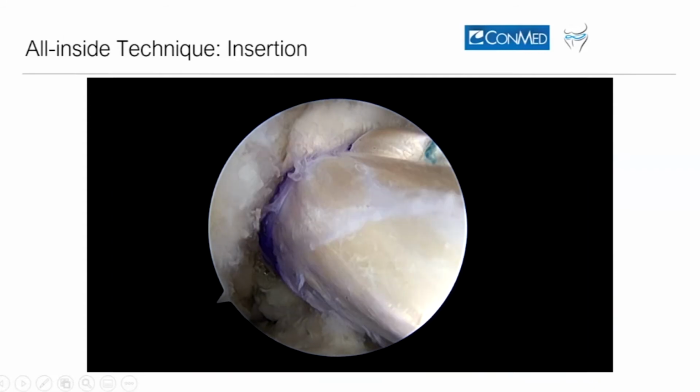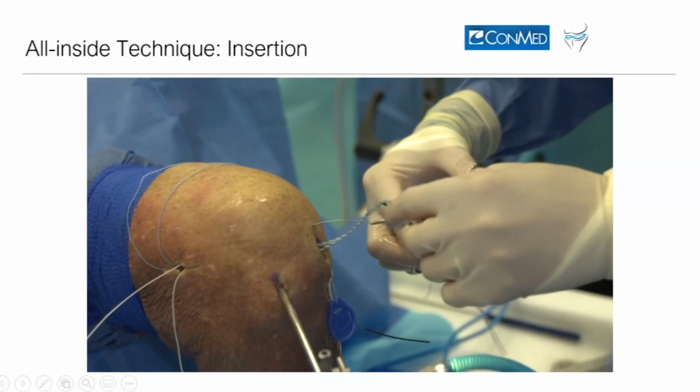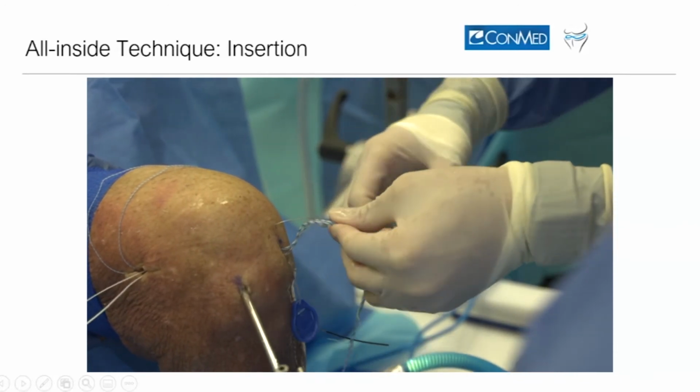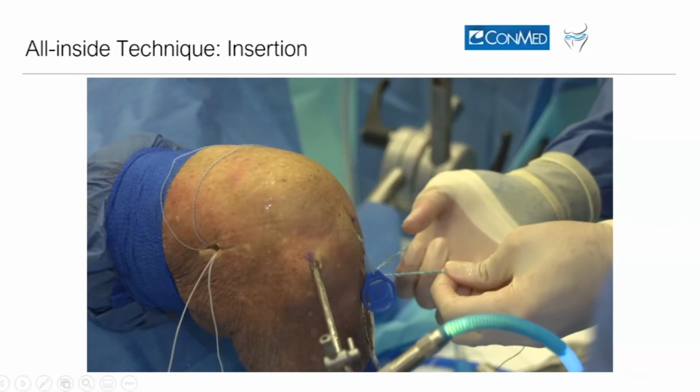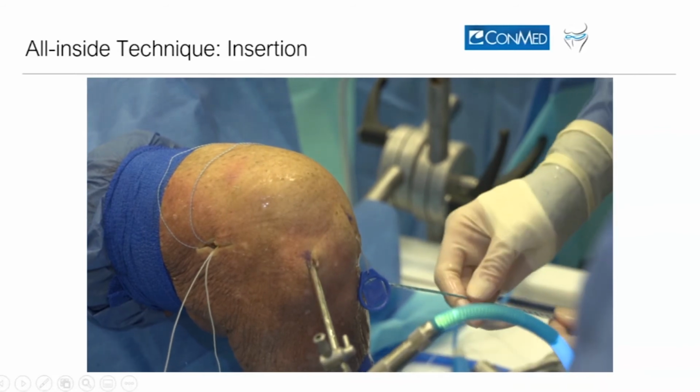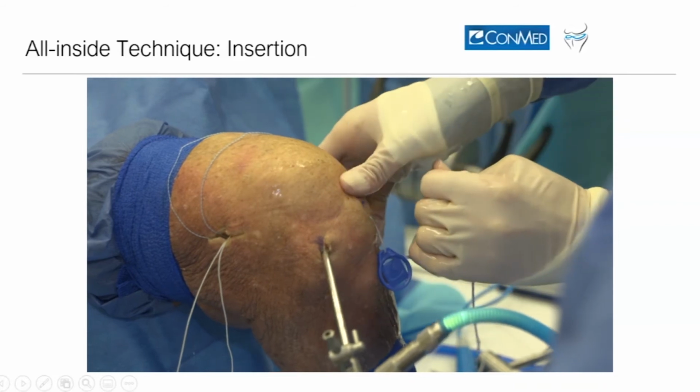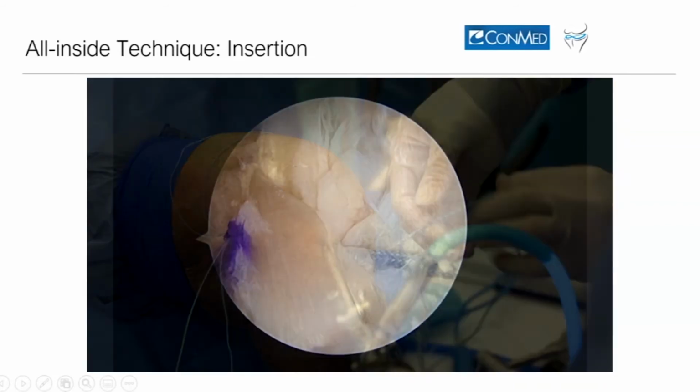Then pass that through the loop on the tibia. Be able to pull that down into the tibia. We've still got our reversible loop hanging in there, which can be removed later. And then pulling the tibial end to snug back down into the tibia.